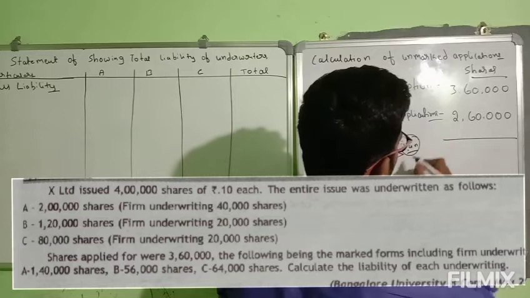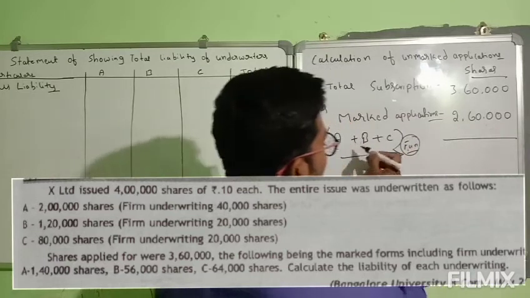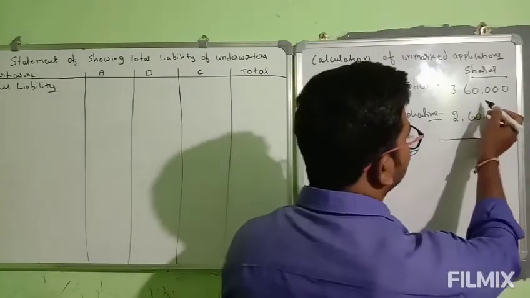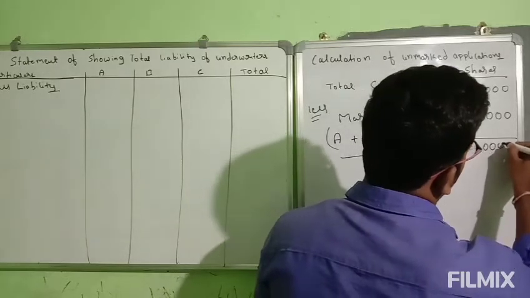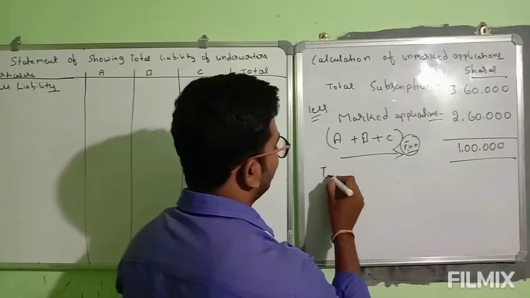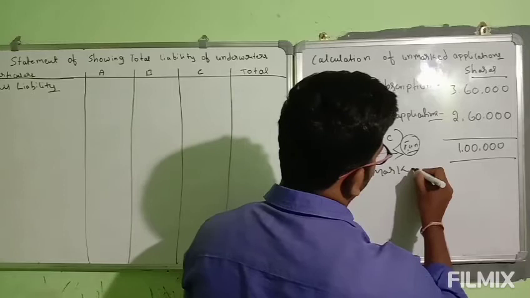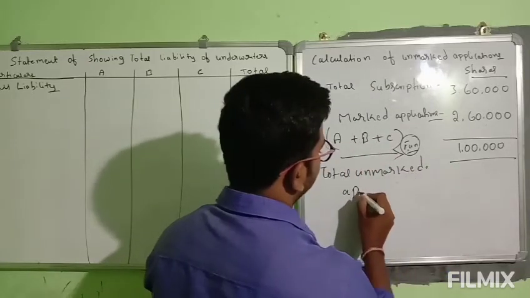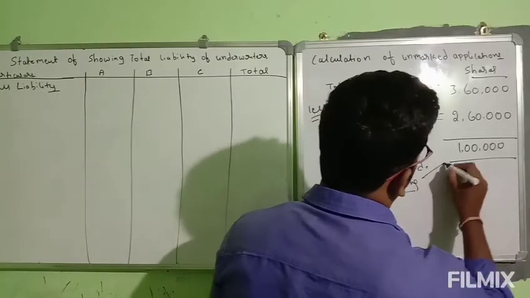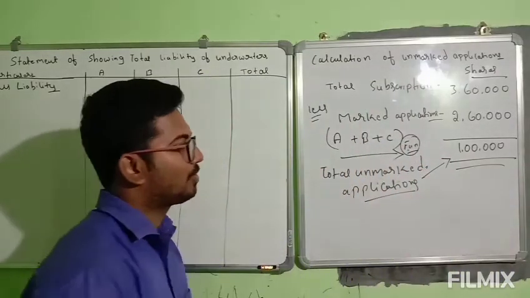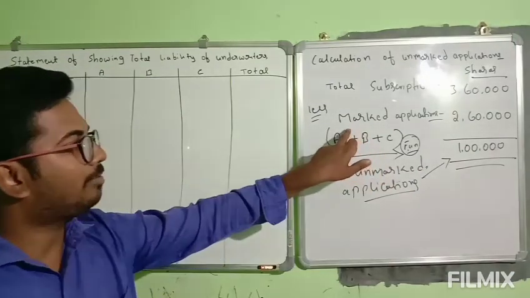So total subscription minus marked applications including firm underwriting. Marked applications including firm underwriting are 2,60,000, the total of A plus B plus C. So 3,60,000 minus 2,60,000, you get a balance of 1 lakh shares. That is what we call total unmarked applications. Total unmarked applications is 1 lakh. So we should not touch firm underwriting; it is already included in marked forms.